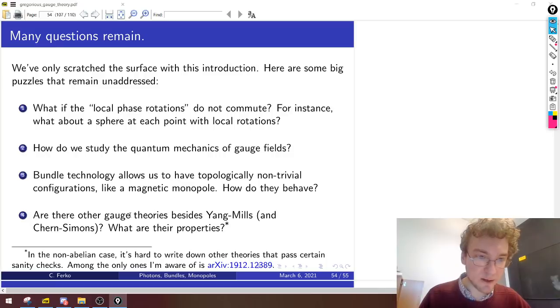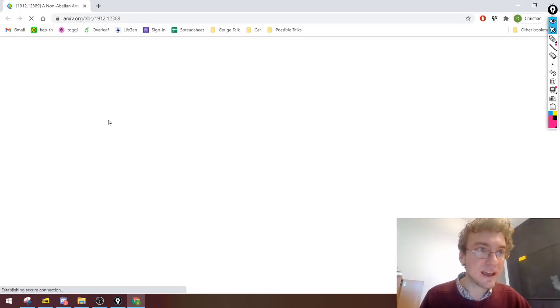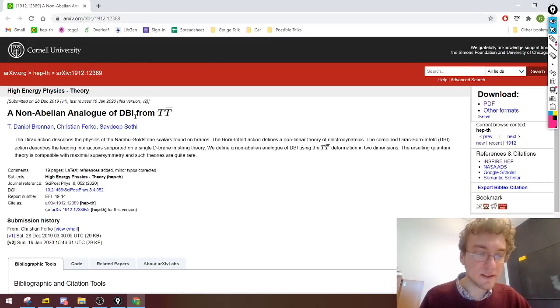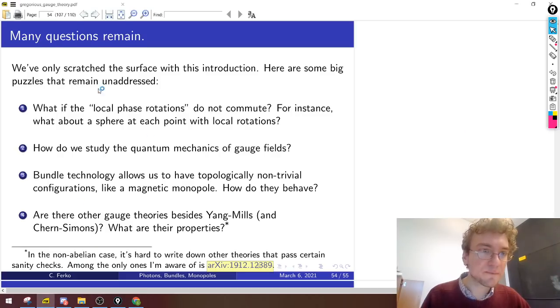It turns out it's very hard to write down other gauge theories that satisfy certain sanity checks. The only non-abelian gauge theory I know of besides Yang-Mills and Chern-Simons which passes the basic sanity checks that I'm aware of is this paper that I wrote last year about a non-abelian analog of this DBI theory. It uses T T-bar. This is the only one I know of besides the standard examples that you can actually write down and study in detail.